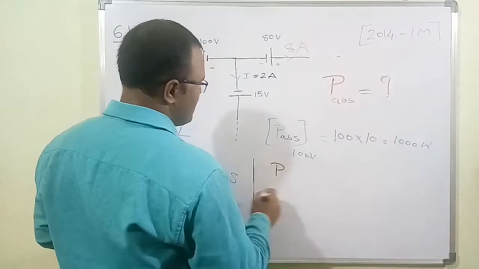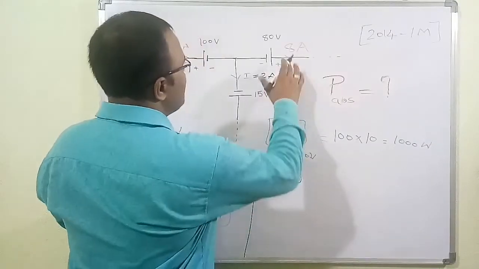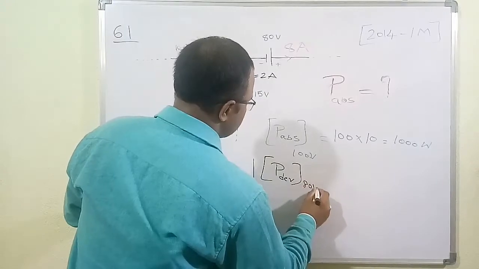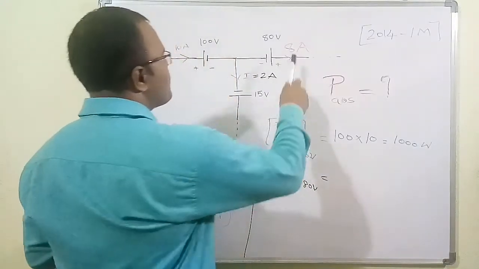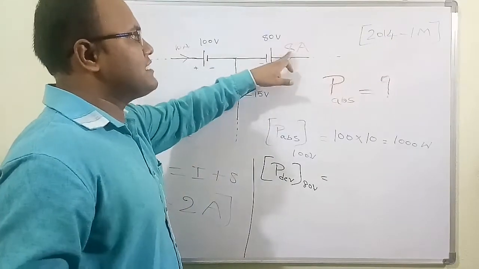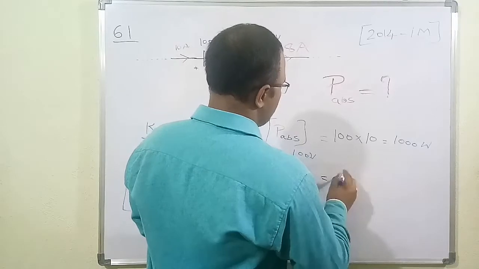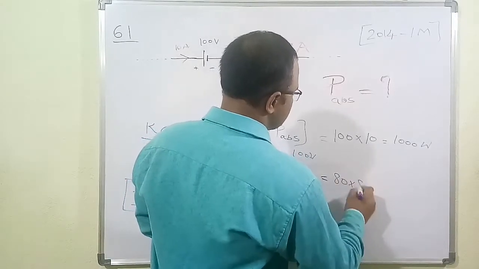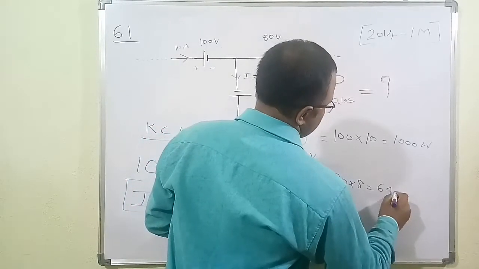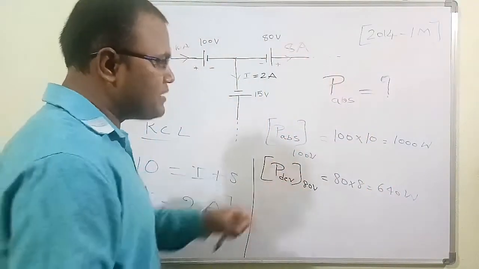The power delivered by the 80 volt source is equal to the product of the voltage and the current. The voltage value is 80 and the current is 8. Therefore 80 into 8 is equal to 640 watts. But we need to calculate the power absorbed by the 80 volt source.